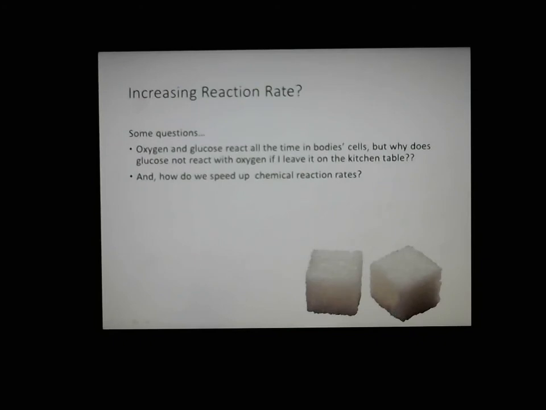So how do we increase it, and how do we use these things to benefit ourselves? So oxygen and glucose, it's going on all the time in your body, producing millions of ATPs every day. I think I watched a video the other day, I think the amount of ATP you would have to use for yourself in one day is pretty close to your body mass in terms of how much we keep making. Very large amount. But if I go and put some sugar out on the table, why doesn't it just react with the oxygen around it? And how do we speed these things up?